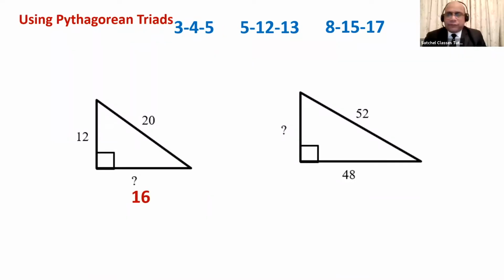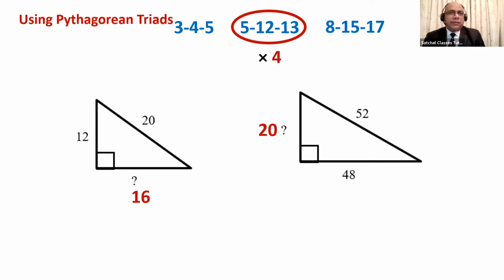Let's try this again with the second triangle, the one on the right. As you can see, the hypotenuse is 52 units long, and 52 is a multiple of 13. So I can easily link that triangle to the second triad. 13 times what gives you 52? Well, it's 13 times 4. Then I realized that the middle value of that triad, which is 12 times 4, will be 48. So the missing side has to be 5 times 4, which is 20 units.